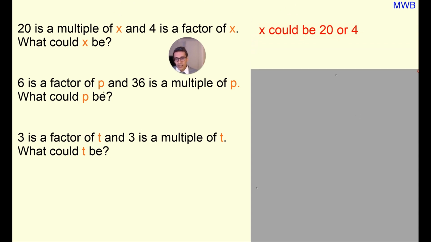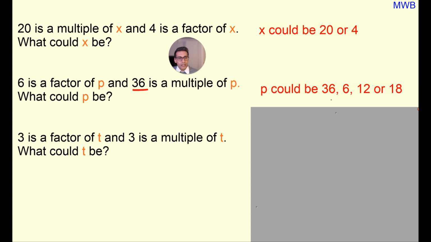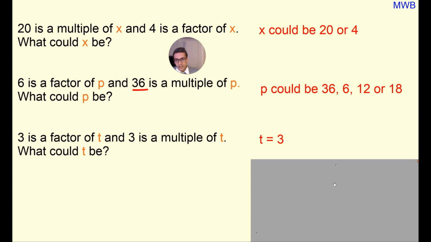Question 2, 6 is a factor of p and 36 is a multiple of p. What could p be? Well, it could be 6, just as an example. So 6 is a factor of 6 and 36 is a multiple of 6. But there's a few more options here as well. So anything that has 36 in its times table. The other options are 6, 12 or 18. And you can try those out by substitution, replacing the p with those numbers. And then finally for the last one, the answer is going to be t has to be 3.